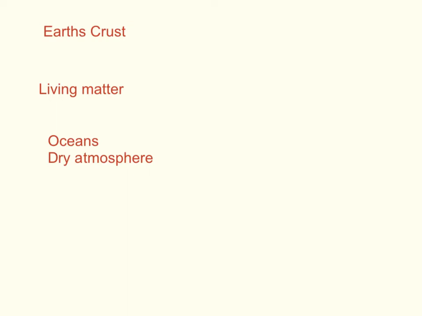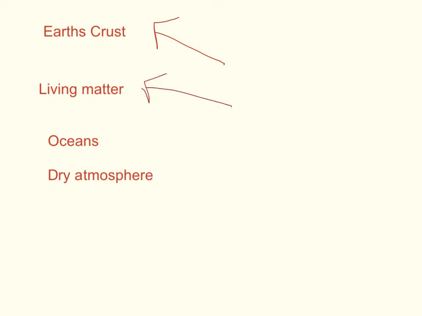Let me make this more clear for you. We've got Earth's crust, that's number one. Then we've got living matter. Then we've got oceans. And then we have dry atmosphere. The top part of your table should be completely filled out now. Column 1, I've already filled that out for you. That's element name. Column 2, I've already filled that out for you. That's the symbol. Next is the Earth's crust that you've written. Then living matter. Then oceans. Then dry atmosphere. So the top part of your table should be filled out by now.